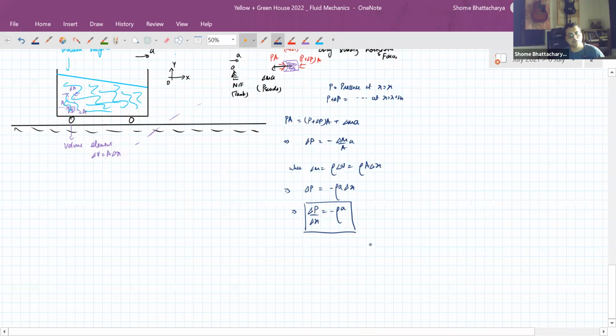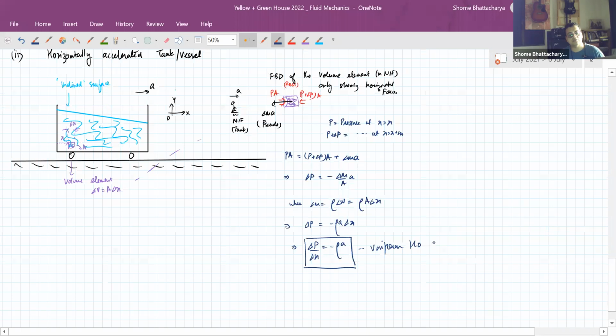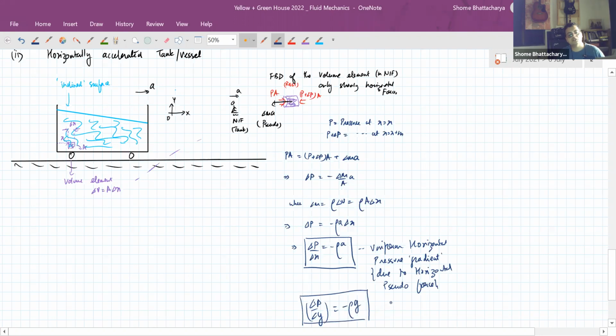So this is now showing that we have a uniform horizontal pressure gradient. And that is happening due to the horizontal pseudo force this time. Whereas delta P by delta y will remain minus rho g. There will still be this uniform vertical pressure gradient because of gravity.